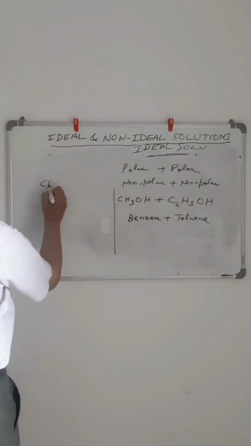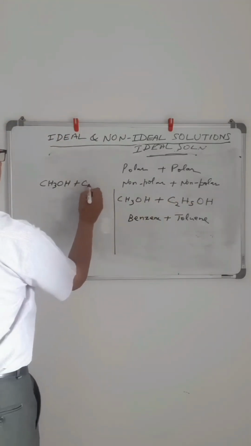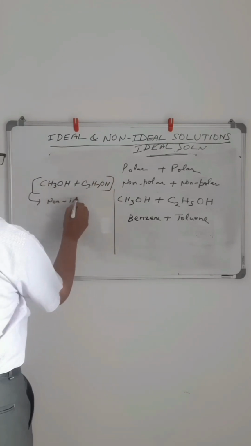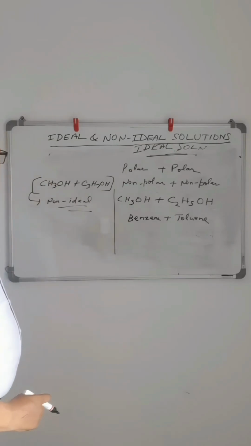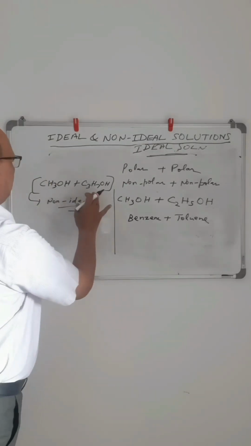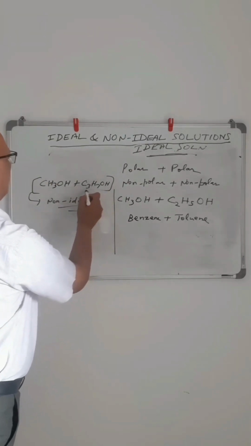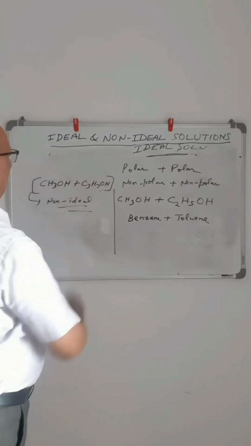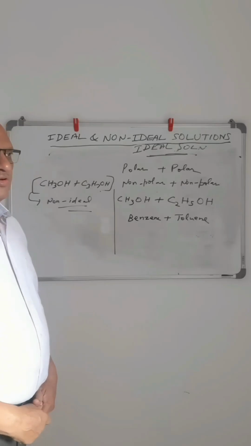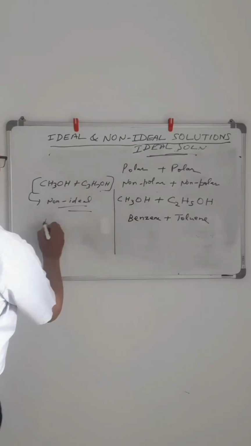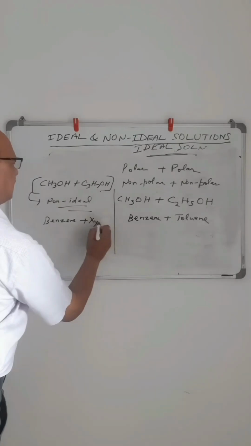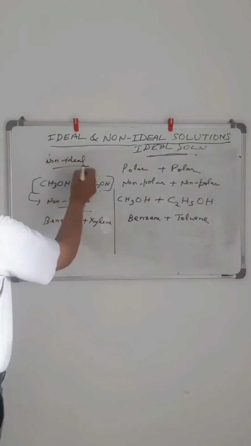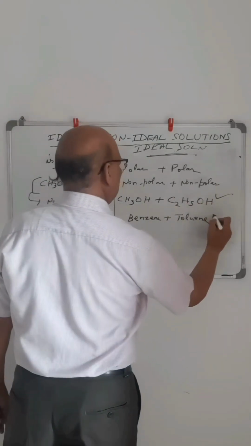If I take methanol plus propanol, that is C3, then they will not form an ideal solution, they will form a non-ideal solution. Why? Because the molecular interactions will be significantly different as the size change is very high. The molecular mass of propanol is significantly higher than methanol, so the van der Waals forces between the two will be significantly different. Similarly, if I take benzene plus xylene instead of toluene, then also it will not form an ideal solution, it will form a non-ideal solution.